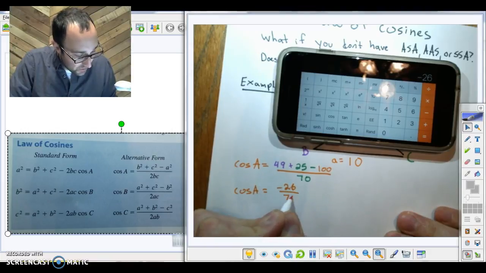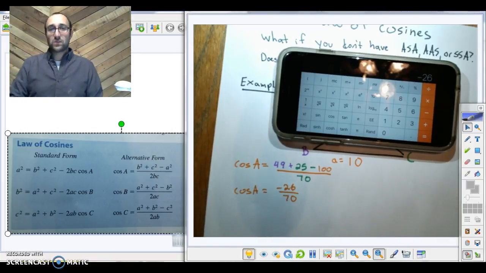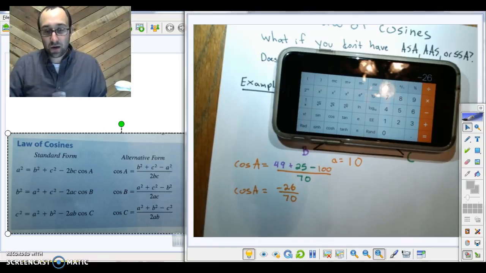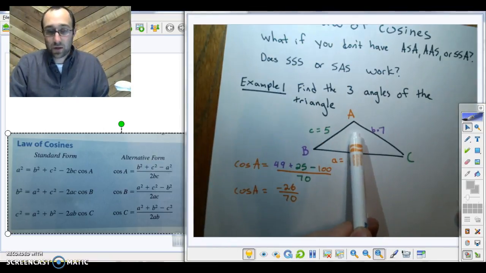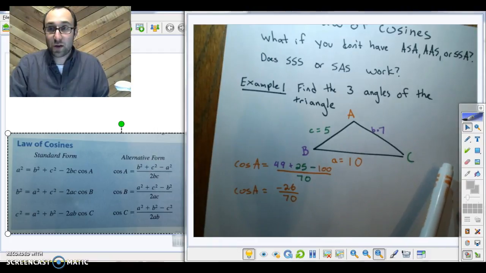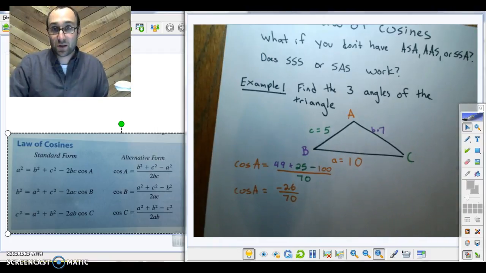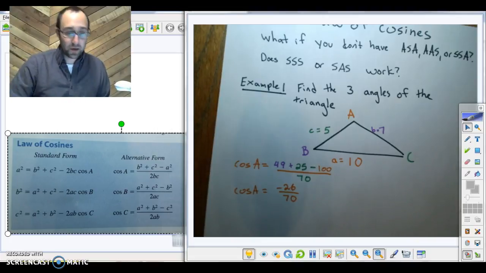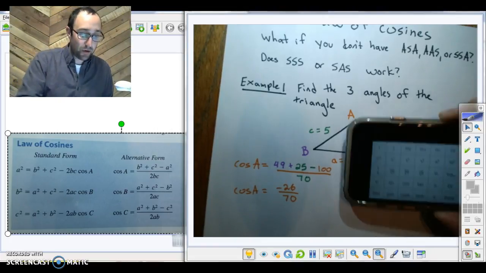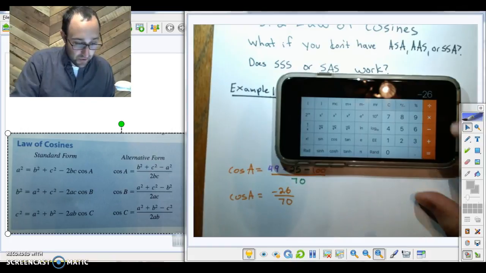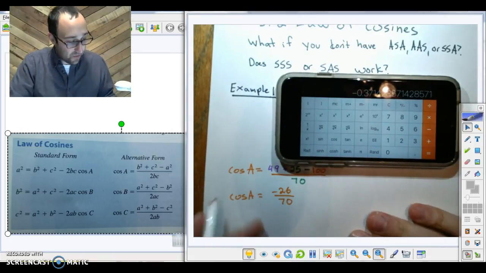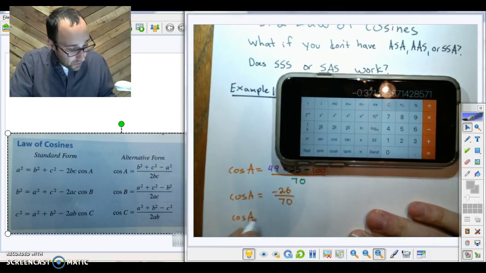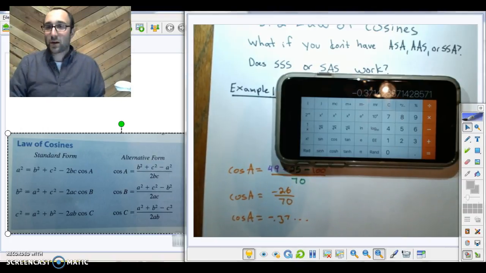Now, are you going to get a negative answer? That's okay. Why? Because you know your angle is going to be what it looks to be, bigger than 90. If you think about where cosine of degrees more than 90 is, it's a negative number because it's in the second quadrant. So not a big deal, we're kind of in the right ballpark here. Negative 26 divided by 70, and we get negative 0.37. So we can say cosine A equals negative 0.37.